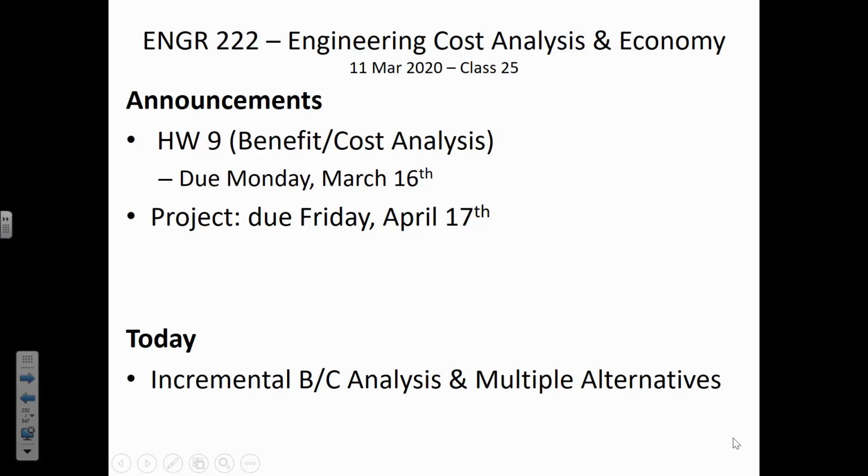So, homework 9, due on Monday. We talked about benefit cost analysis on Monday. And just for review, why do we use benefit cost analysis? Why not just do rate of return analysis when we're talking about some of the projects that we instead evaluate by benefit cost? So, concept review. Why this new method?